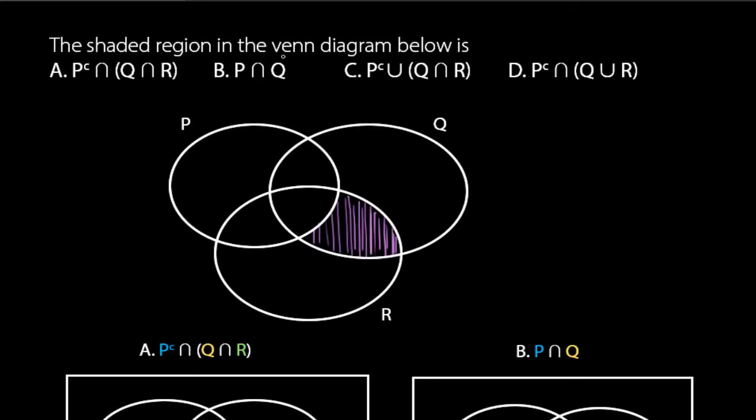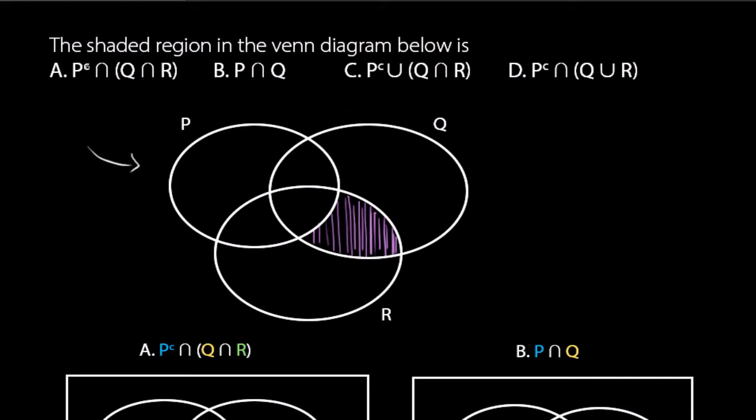The shaded region in the Venn diagram below is, so this is the Venn diagram we'll be taking into consideration. That's this Venn diagram here, and this is the shaded region. So we are told to decide which of these set operations actually connotes the shaded region of the Venn diagram that we have below. So we've been given four options.